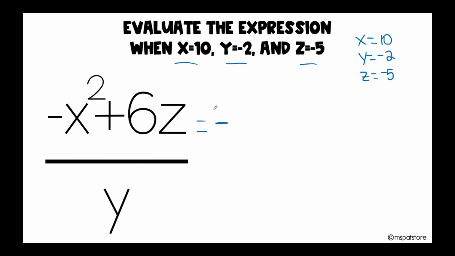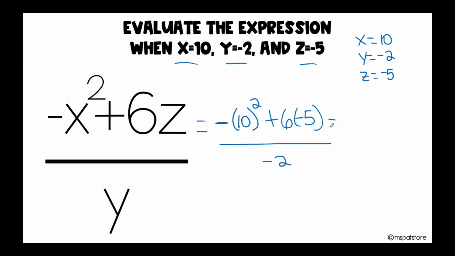X is +10, so I'll put -10. Let me put that in between parentheses, because I am going to raise that number to the power of 2, okay? Plus 6 and z, which is -5. Remember that this means multiplication, 6 times z, okay? Divided by y, which is -2.